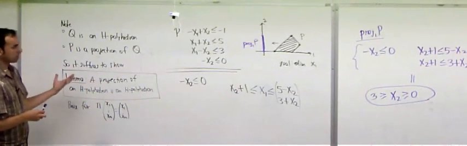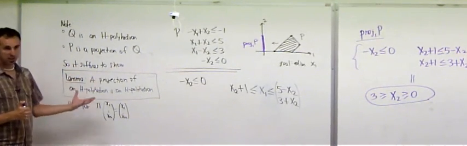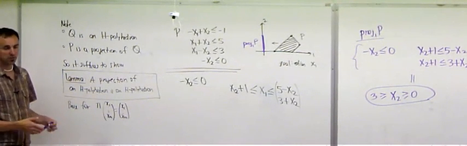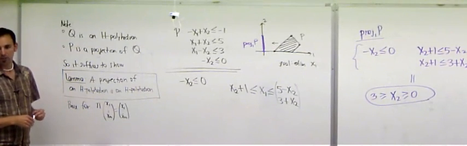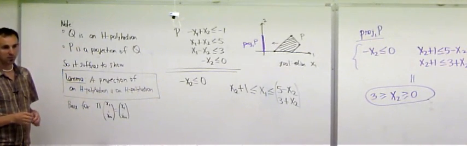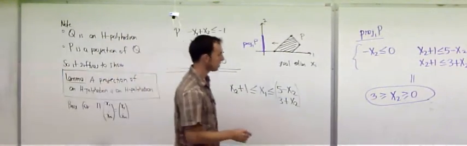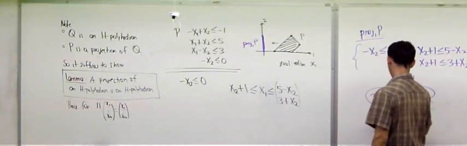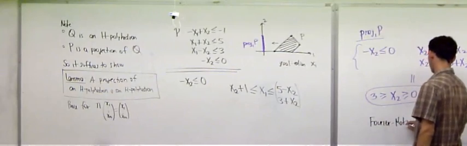So that proves that any projection of an H polyhedron is an H polyhedron, and actually it shows you how to do it. It might not be the most efficient way, but it's a way. And this is what's called Fourier-Motzkin elimination. There is a homework problem about this where I just ask you to carry out this very same computation.